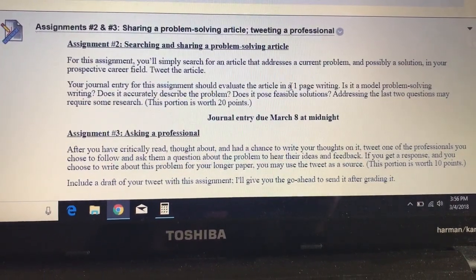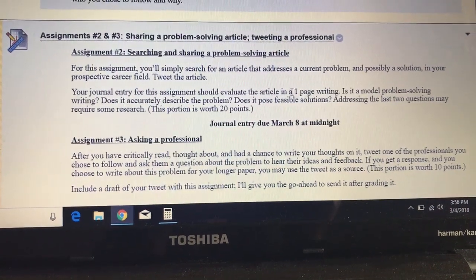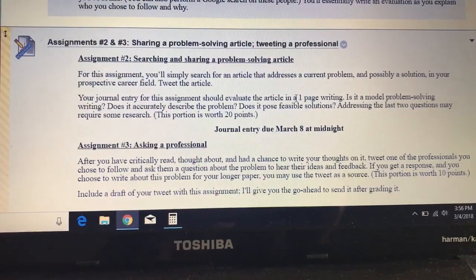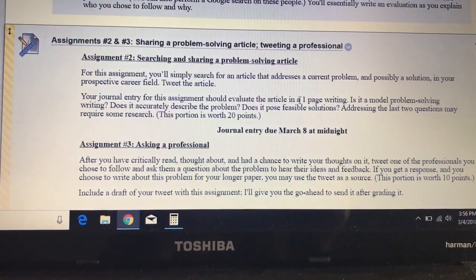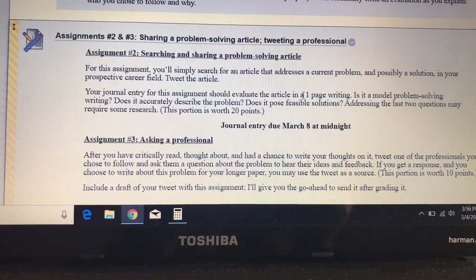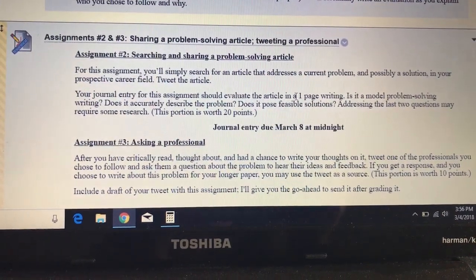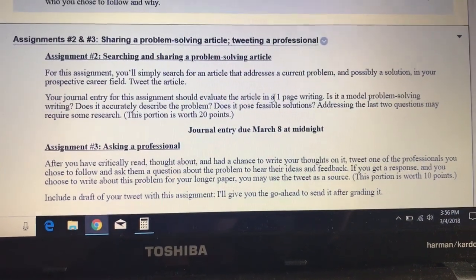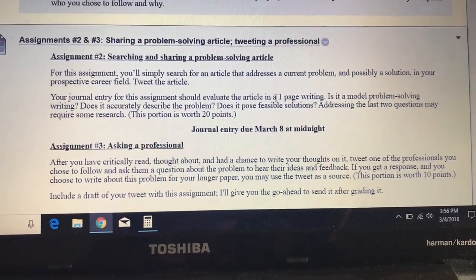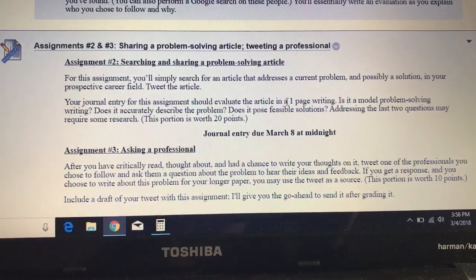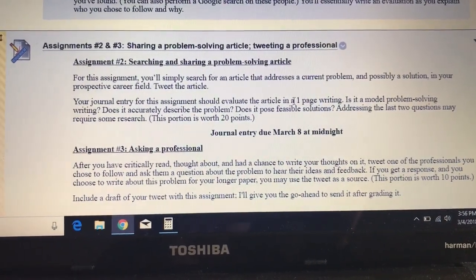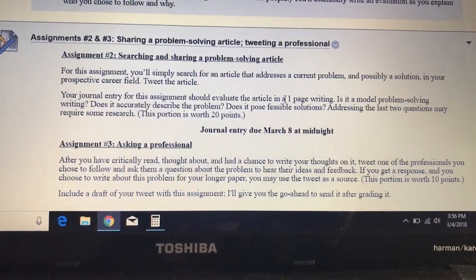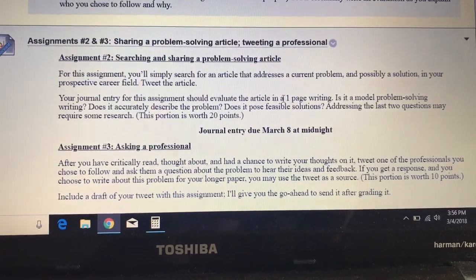So maybe your article doesn't offer a solution, and if it doesn't, that is something to address in this journal writing. If it doesn't give enough information to show the extent of the problem, that's also something to consider. But in order for you to determine that, you're going to have to do some research. So I want you to familiarize yourself with an existing problem in your career field, and try to find if the article poses any solutions, then address whether or not they're feasible for your field. That part will require you to do some research.